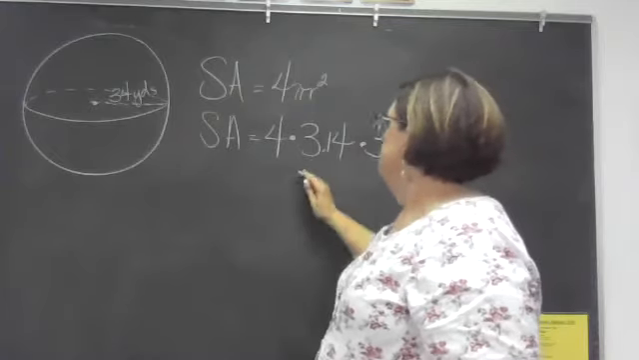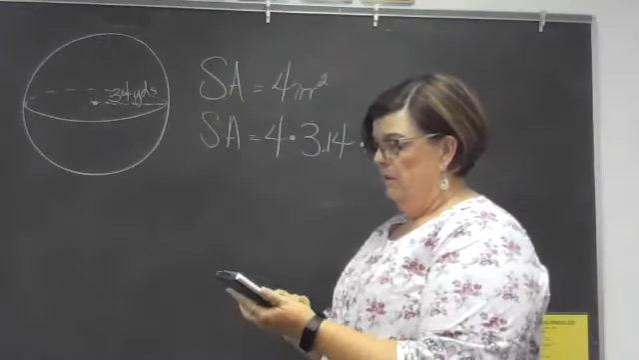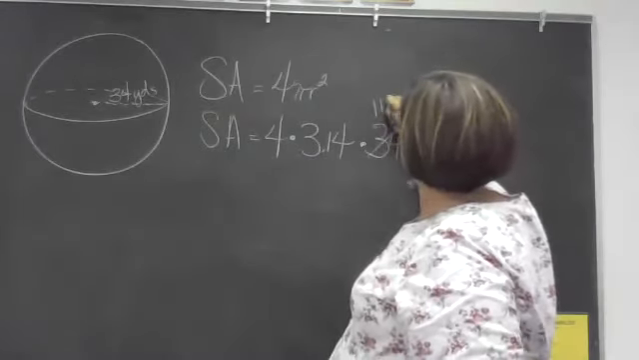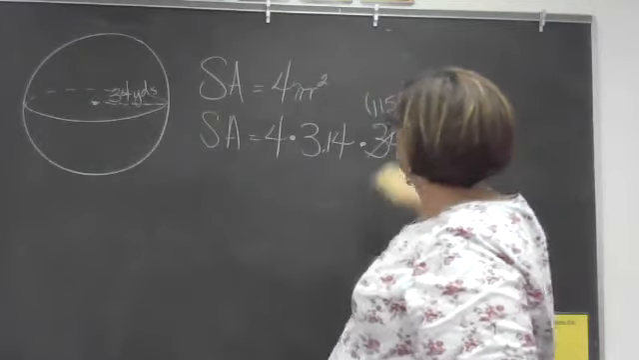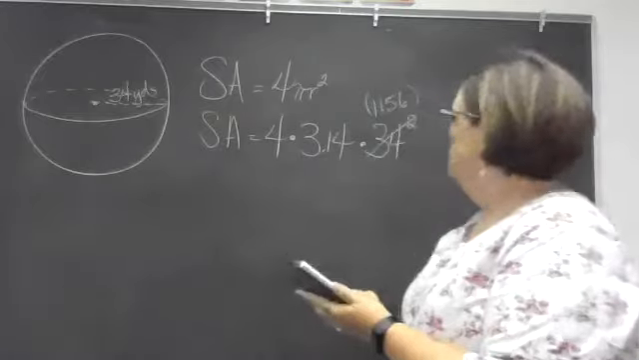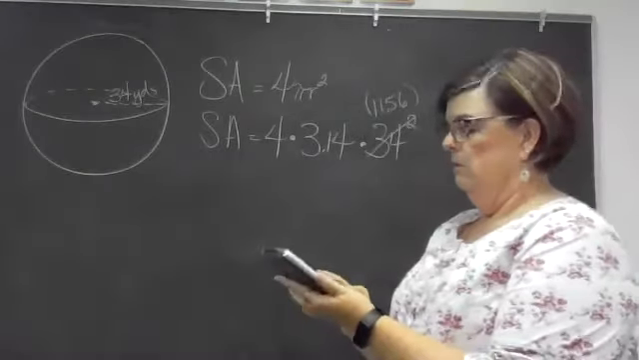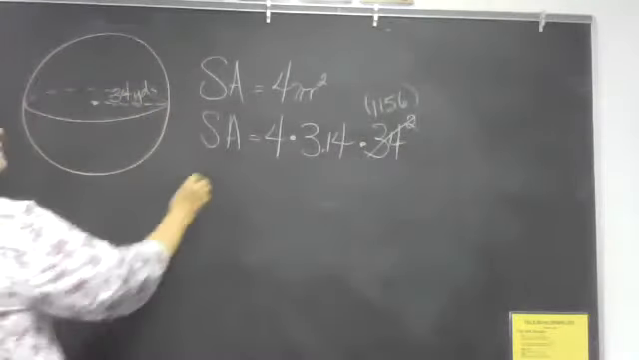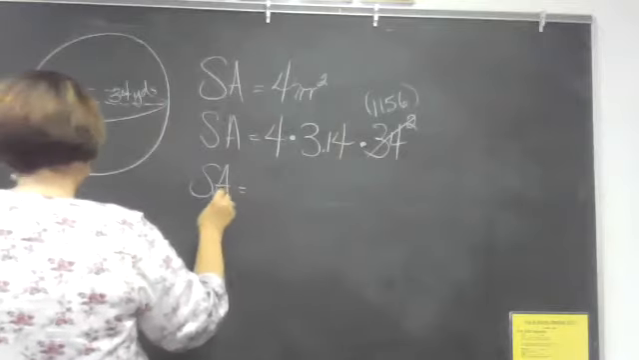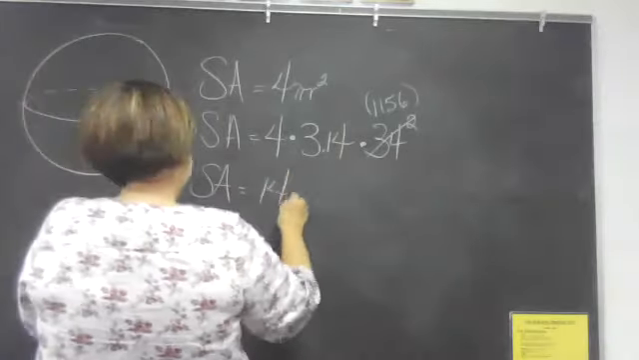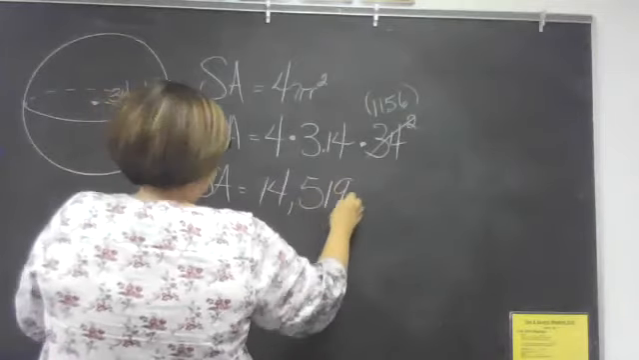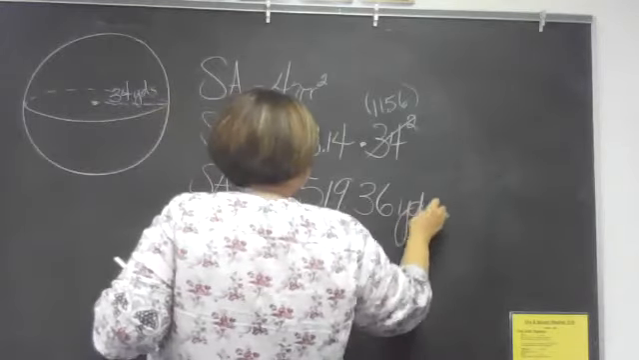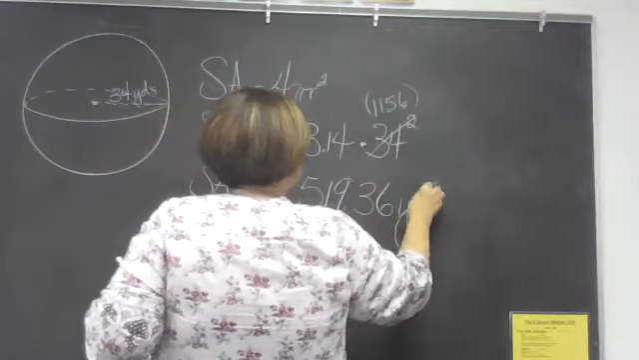squared. And then, of course, just do the math. I do the exponents first. This is 1156. And now, times. So the surface area of this sphere is 14,519.36. We're working with yards as the units and it's area, so it's squared.